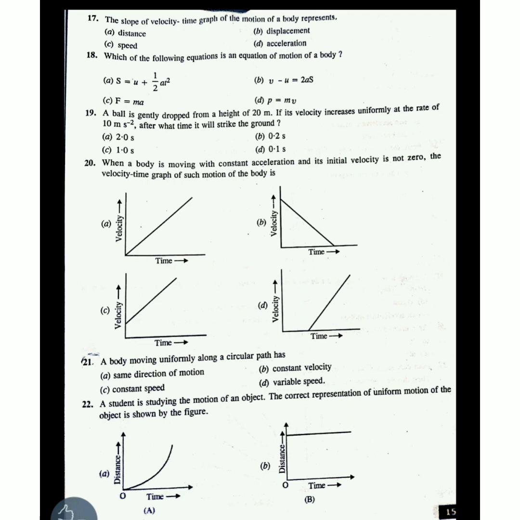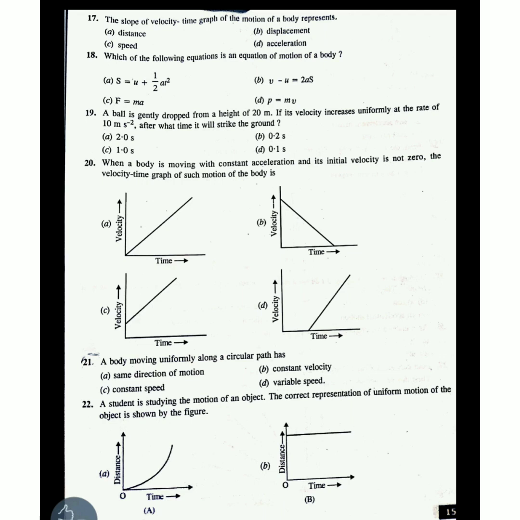Next question: when a body is moving with constant acceleration and its initial velocity is not 0, the velocity-time graph for such a motion of the body, which situation represents that? Find out this. Next, a body moving uniformly along a circular path has a... Find out the option: same direction of motion, constant velocity, constant speed, or variable velocity.